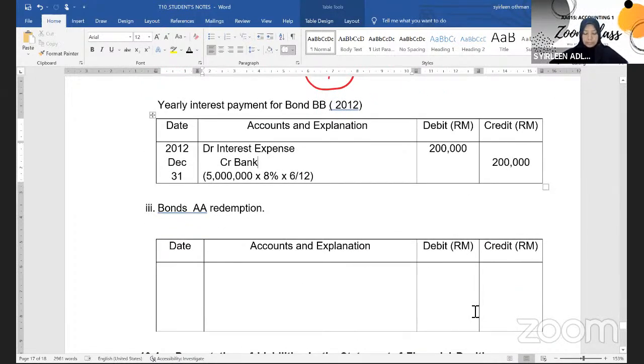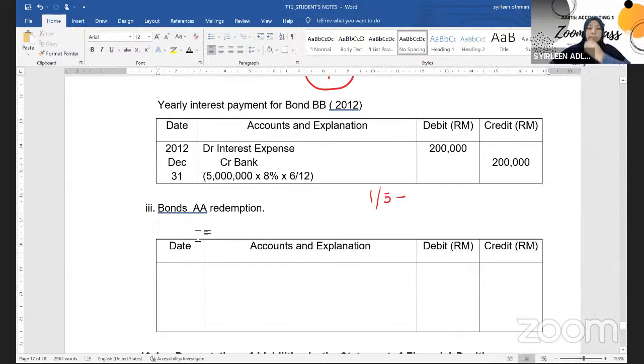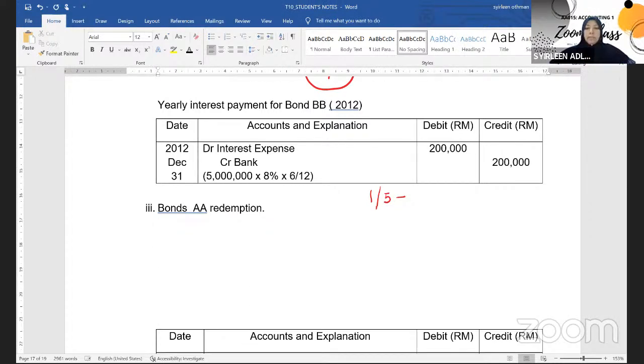Okay, when is after 10 years? So we issue this bond, alright, we issued the bond on 1st of May 2012, right? Okay, I make it slightly bigger for you. So 1st of May 2012, okay, this is for 2012. So 1st of May 2012 until 30th of April 2013 is 1 year.